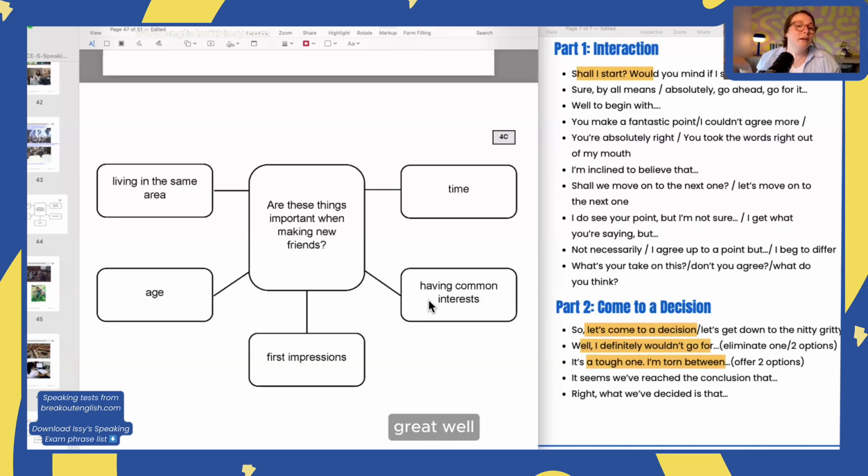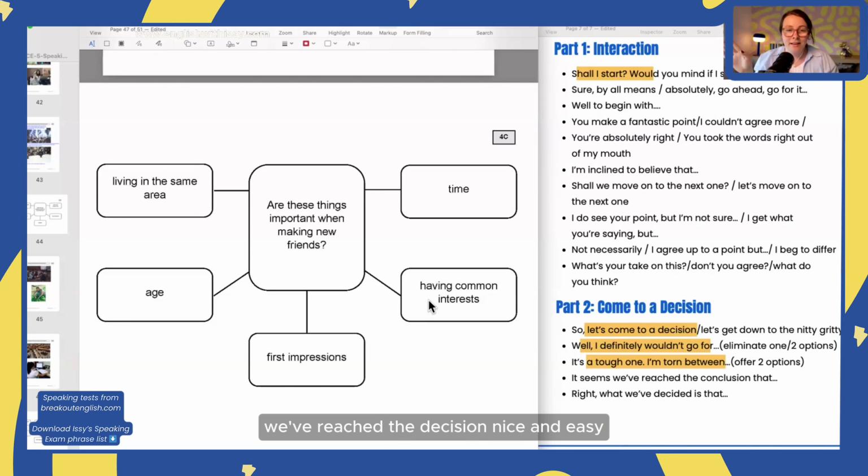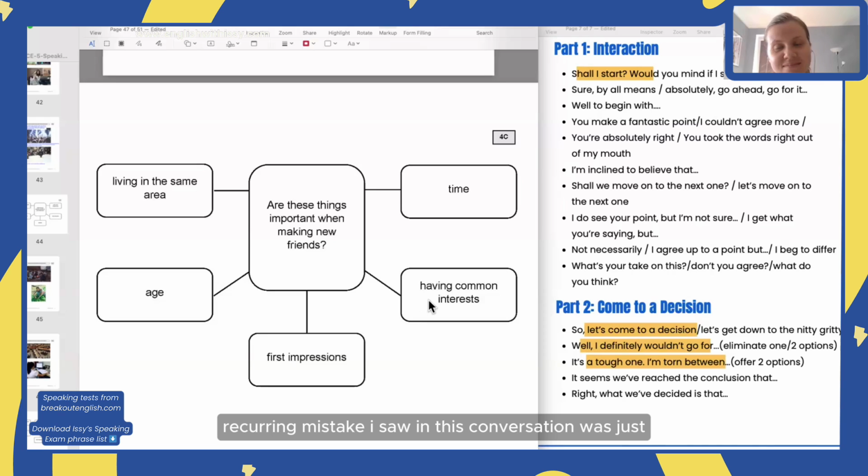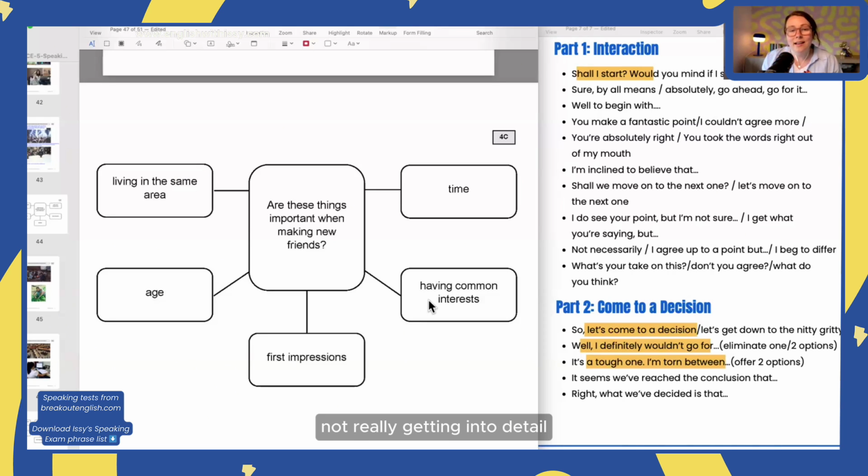And then you guys can say, great, well, we've reached a decision. Nice and easy. So the one recurring mistake I saw in this conversation was just not really getting into detail when you guys were explaining your points. You kind of stayed on the surface level, but there weren't really specific examples of why this is important.